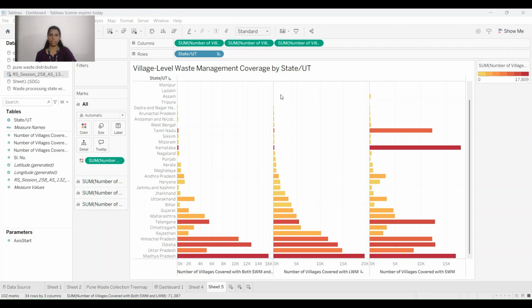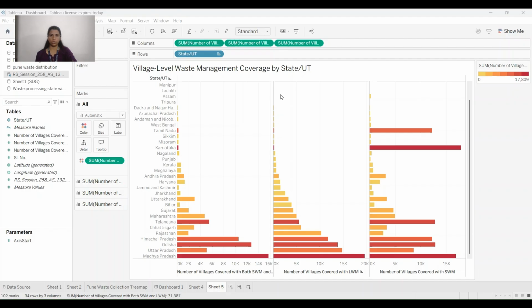On the top, three measures are placed: villages covered in SWM, villages covered in LWM, and villages covered in both SWM and LWM. They are shown separately so we can easily compare solid waste, liquid waste, and combined coverage. The scale is shown in thousands on the horizontal axis. The color changes from light yellow to dark red. Light color means fewer villages covered, and darker colors mean more villages covered.